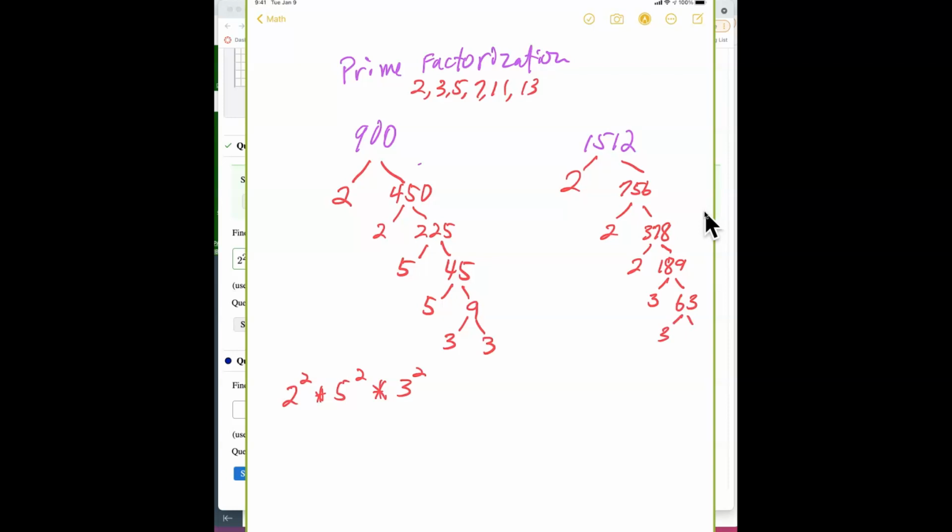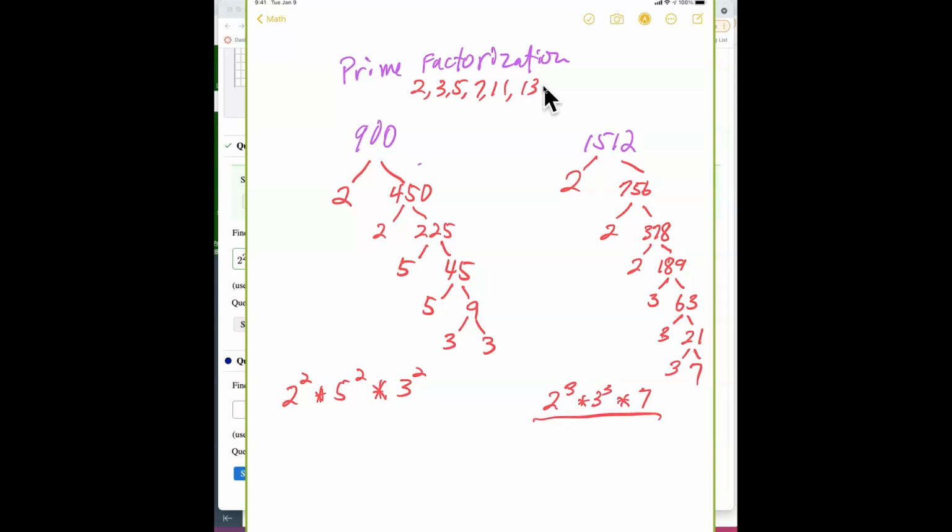3 goes into 6 twice, and 3 goes into 3 once, so 21, and then 3 and 7. And we now have nothing but prime numbers here. So we have the prime factorization 2 cubed, right? 2 to the third power times 3 to the third power times 7.